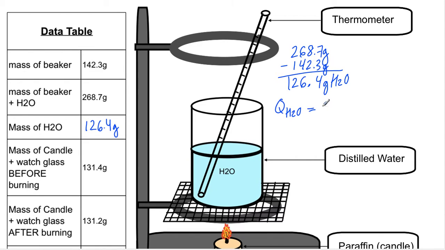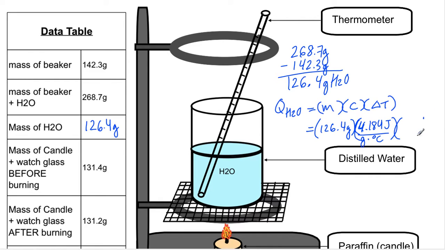And that Q value is going to equal the mass of the water times the specific heat of the water times the change in temperature of the water. So the first thing we have is the mass of the water, 126.4 grams. The specific heat of the water, hopefully you know by now, is 4.184 joules per gram times degrees C. Now the last thing we need to know is our delta T of the water.